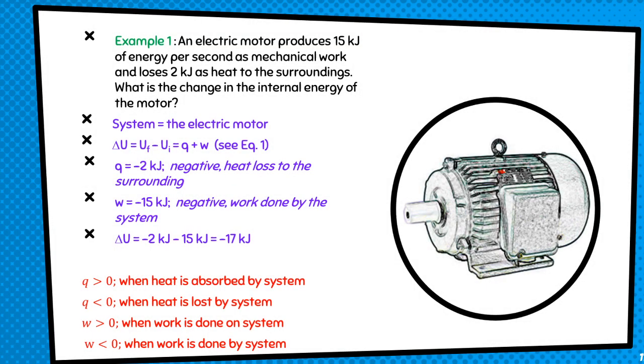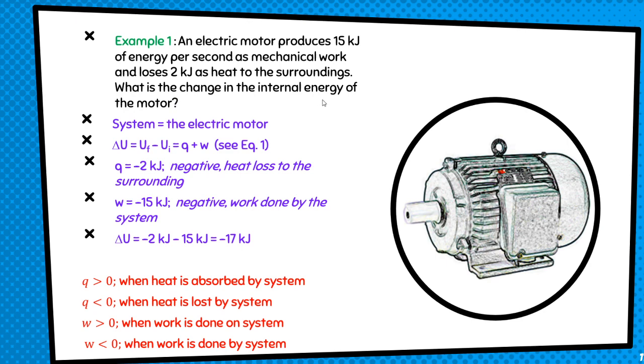Now let's look through an example. I always like to give you an equation and at the same time give you an example of how you can use the equation, so that you know how to actually use the equation. That's the most important thing. So an electric motor produces 15 kilojoules of energy per second as mechanical work and loses 2 kilojoules as heat to the surroundings. What is the change in the internal energy of the motor?